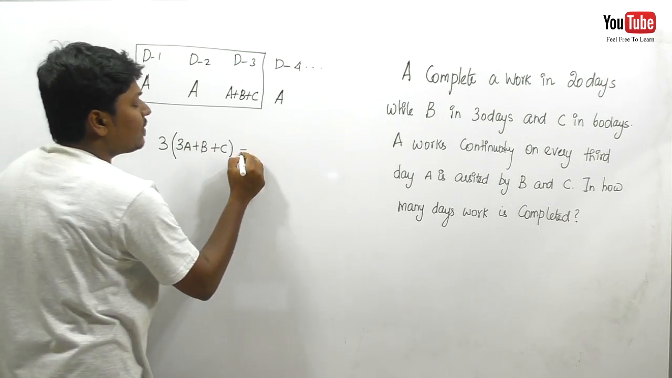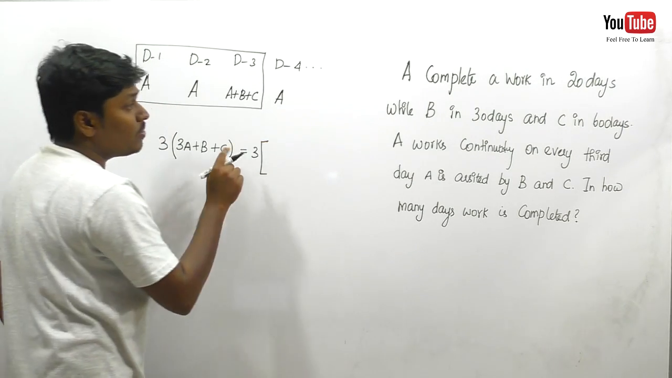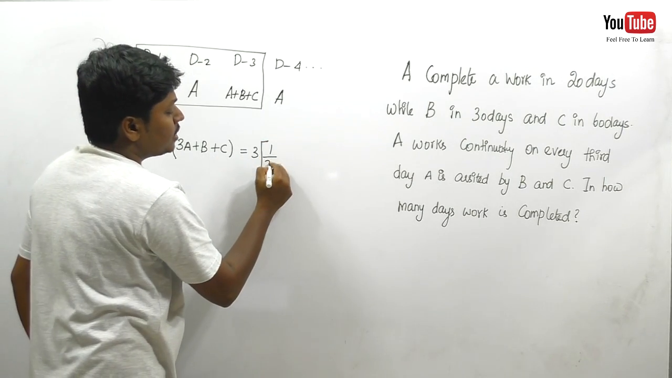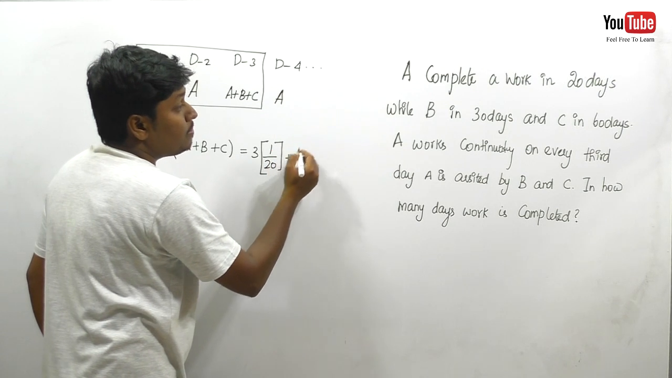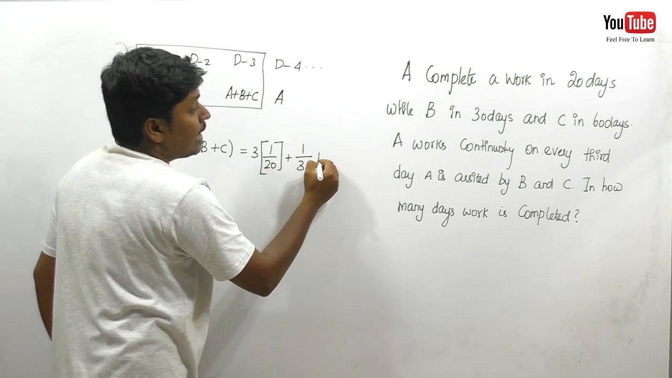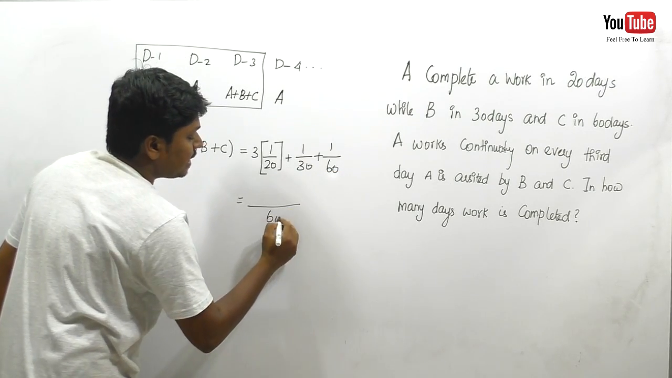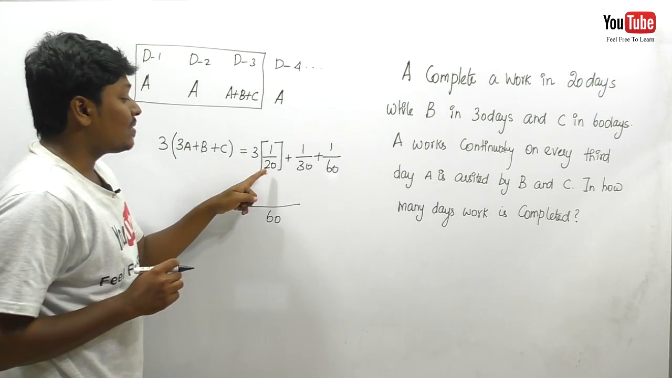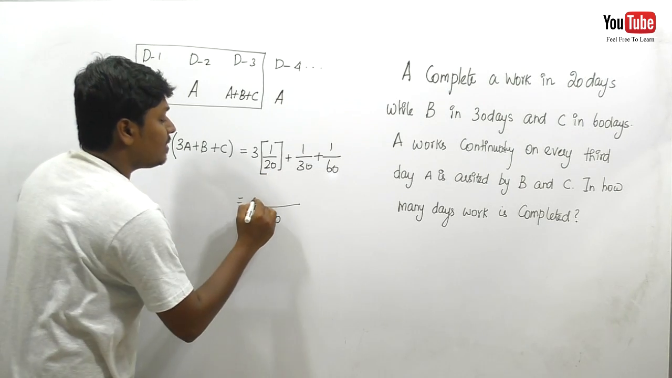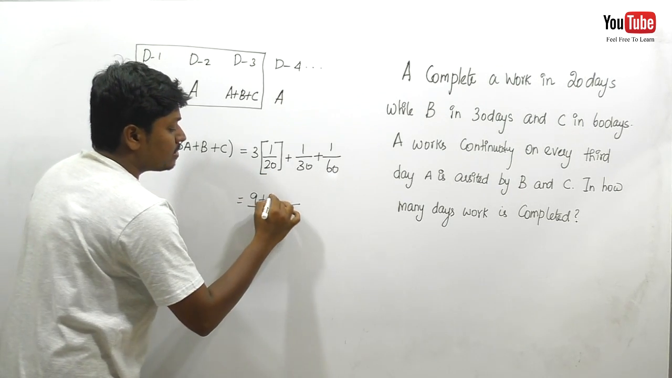Now let me calculate, friends. 3 into A. What about A? A can complete a piece of work in 20 days. Similarly, B can complete in 30 days and C can complete in 60 days. So now take the LCM of 60. If I take the LCM of 60, 3 into 20 will be 60, so 3 into 3 will be 9. So 9 plus 2 plus 1.